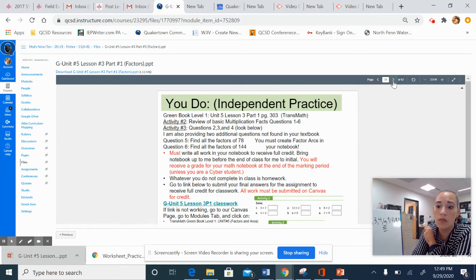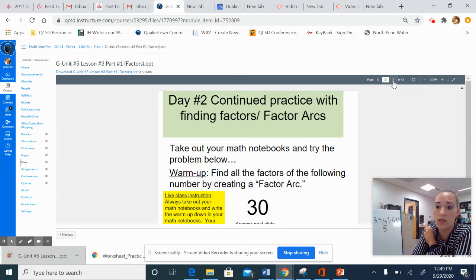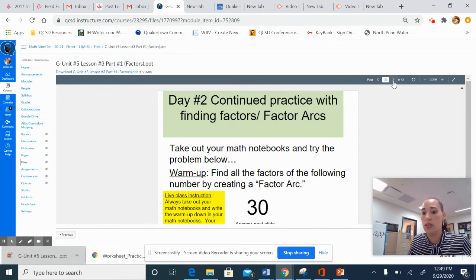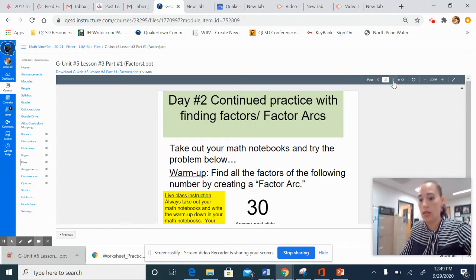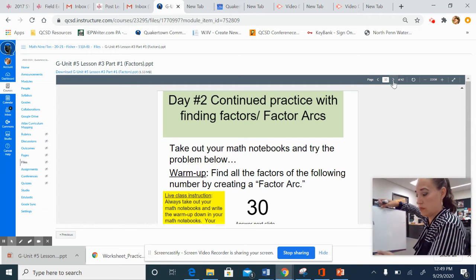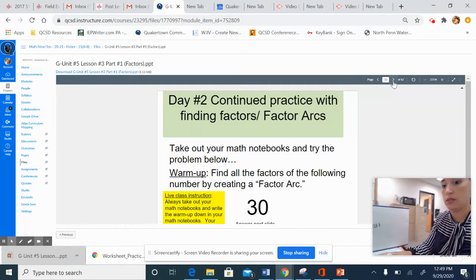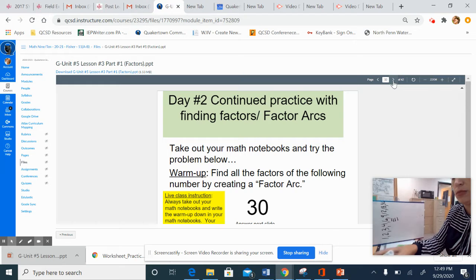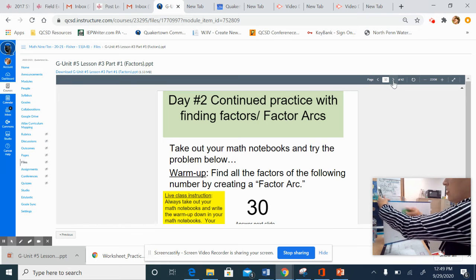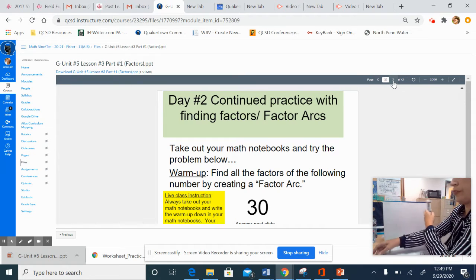So I want to do a couple more factor arcs just to make sure you understand how to do them. So hopefully we can get closer to the board. You don't really need to see me, you just need to see the board. There you go. Okay, so we're just really going to work factor arcs. That's what you need to know how to do. Factor arcs, rainbow arcs, whatever you want to call it.